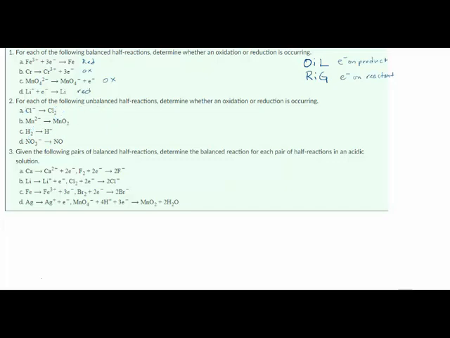Number 2, for each of the following unbalanced half reactions, determine whether an oxidation or reduction is occurring. Well, first let's balance. We put a 2 in front of the chlorine. And remember, all elements in their elemental state have an oxidation state of 0. So we must need 2 electrons over here to make this make sense. This is an oxidation reaction.